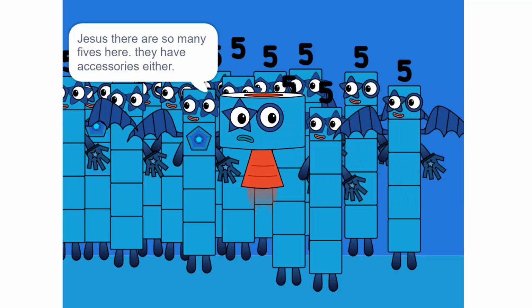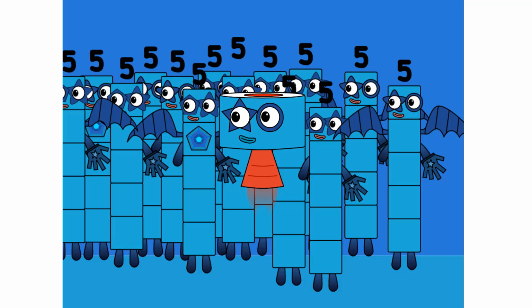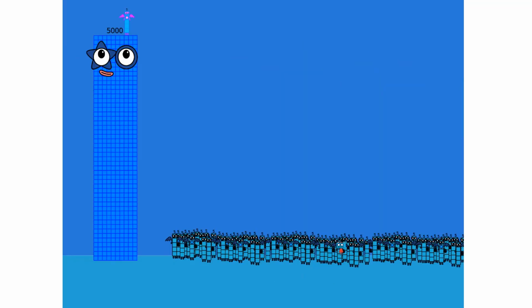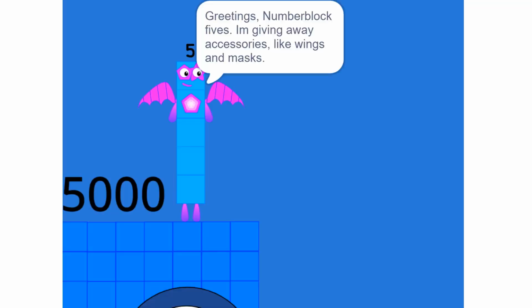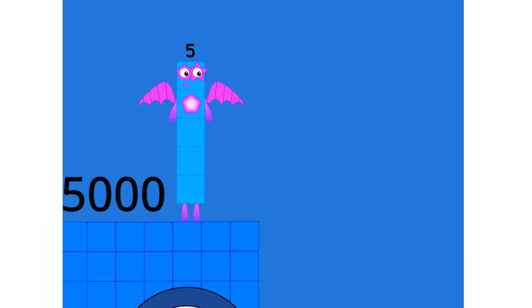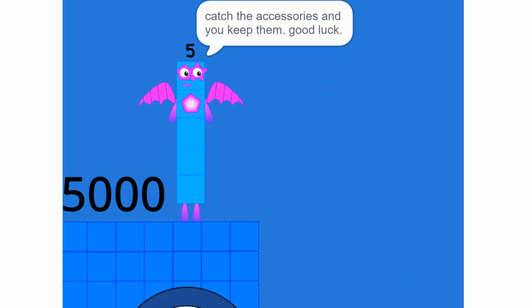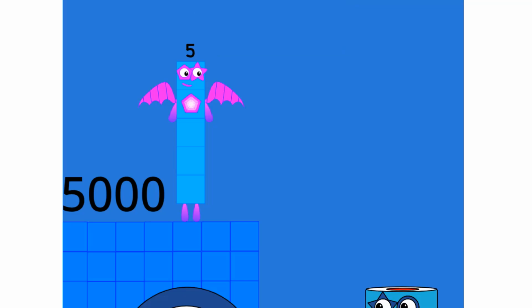Jesus, there are so many 5s here. They have accessories either. I guess I found Star Wrath. Wait, why is there number block 5000? She's too big for this area. Greetings, number block 5s. I'm giving away accessories, like wings and masks. Catch the accessories and you keep them. Good luck. My types of accessories are part of my body parts.